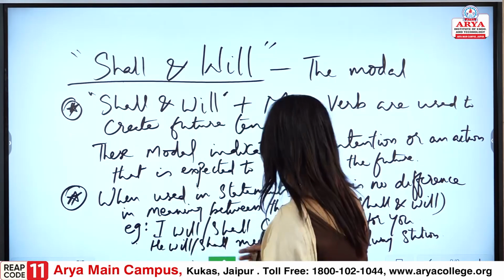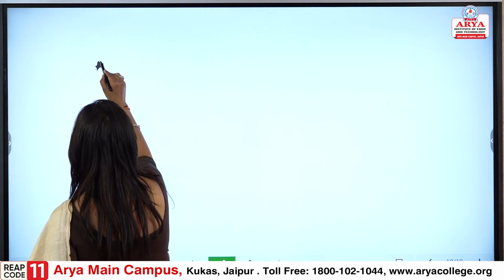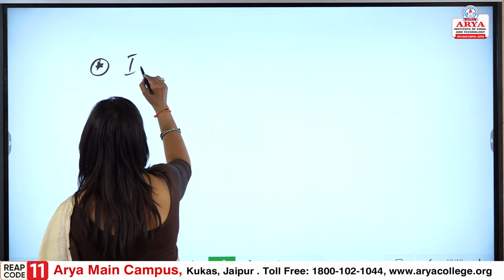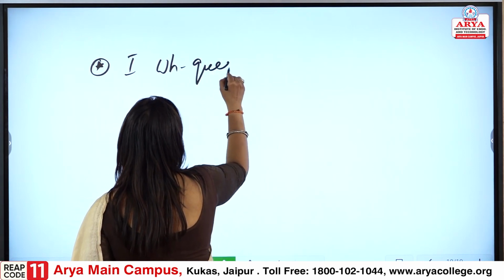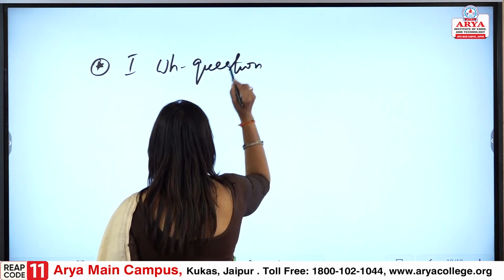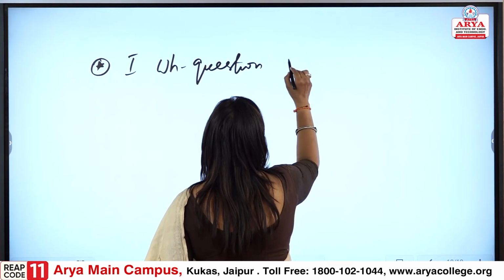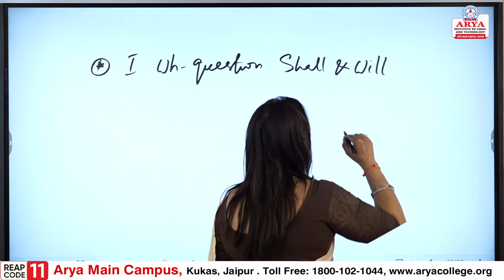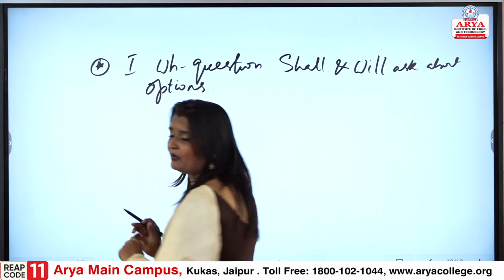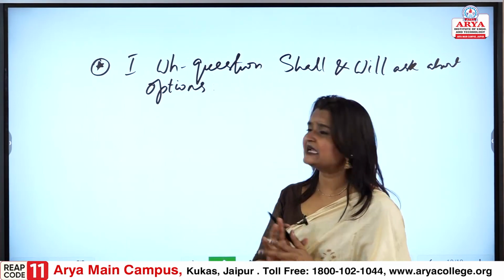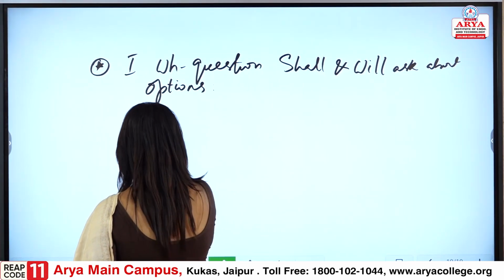Fine. Next, the other point we need to take care of when it is shall and will, in WH questions. Again we know what WH questions are, we already discussed. So, in WH questions, shall and will ask about options. Fine, it asks about options. For a better understanding, first let us take an example so we can understand it.